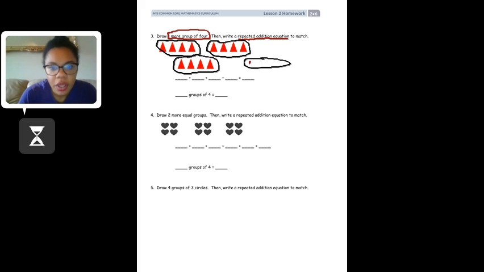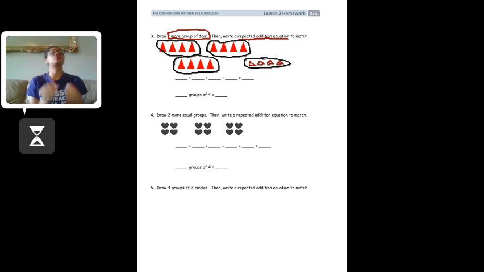So I'm going to put a triangle here. That's 1. Then I'm going to do 1, 2 triangles there. Then I'm going to do 3 triangles there, and then 1, 2, 3, 4 triangles here. So that's 1, 2, 3, 4 triangles. Now I've added one more group of 4. This one right here is my additional one group of 4 triangles.